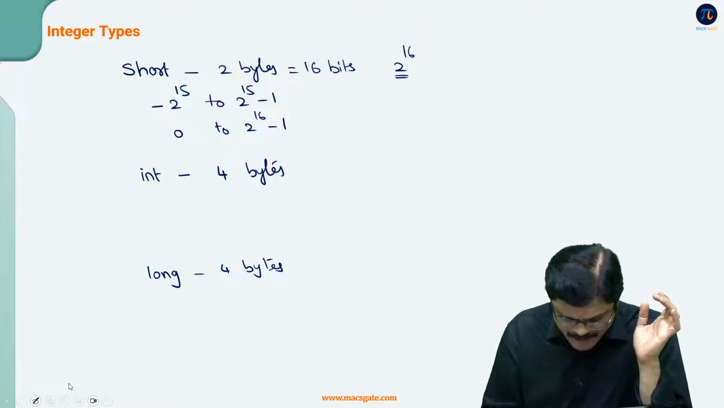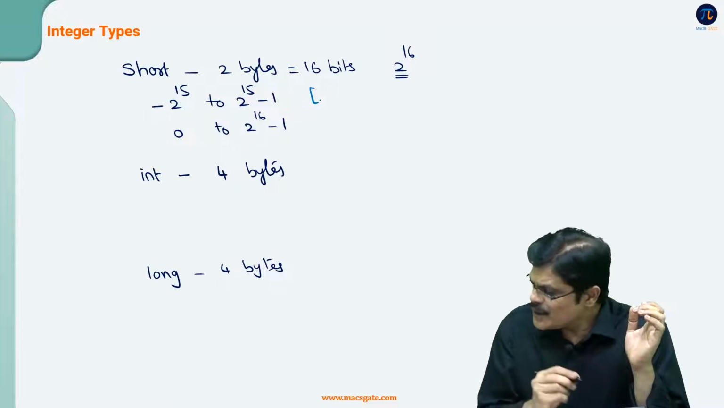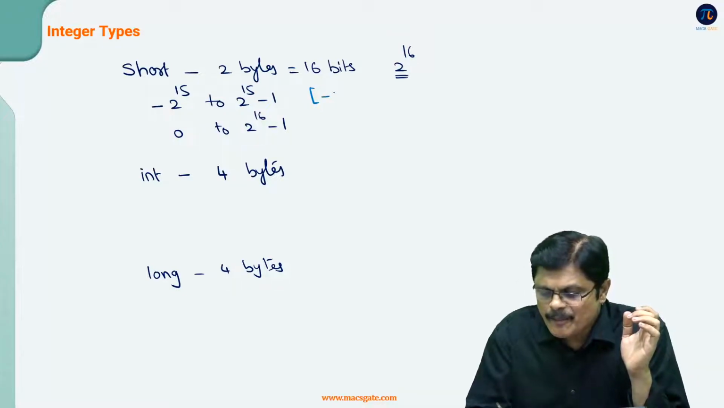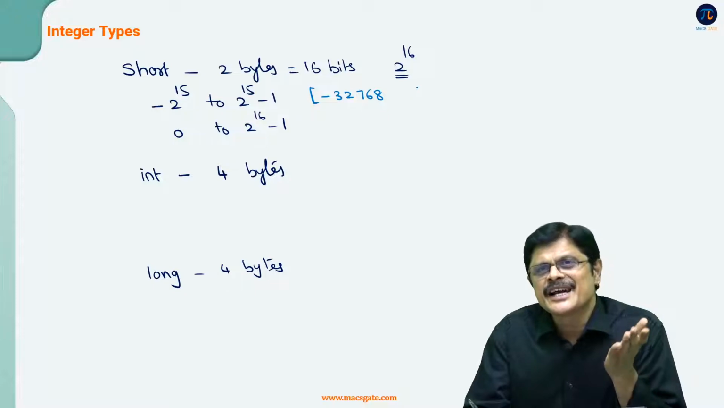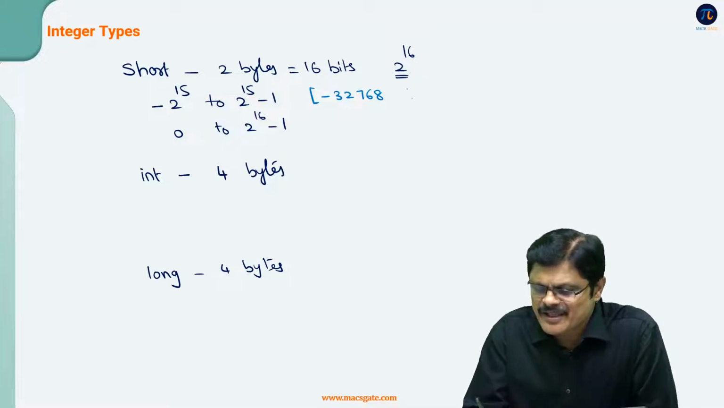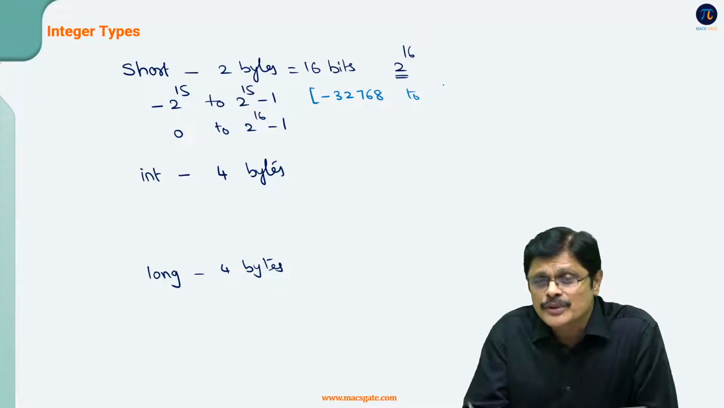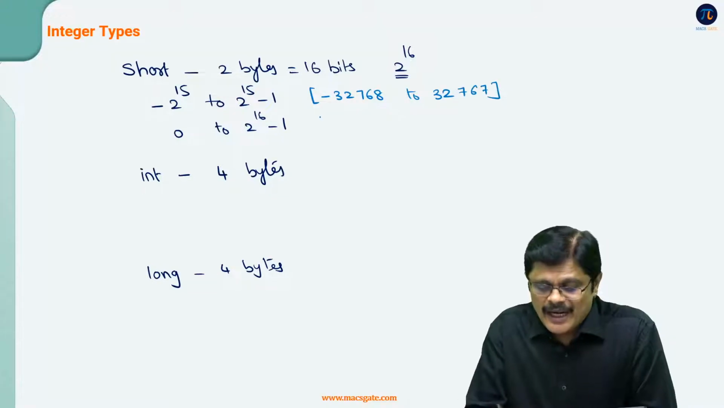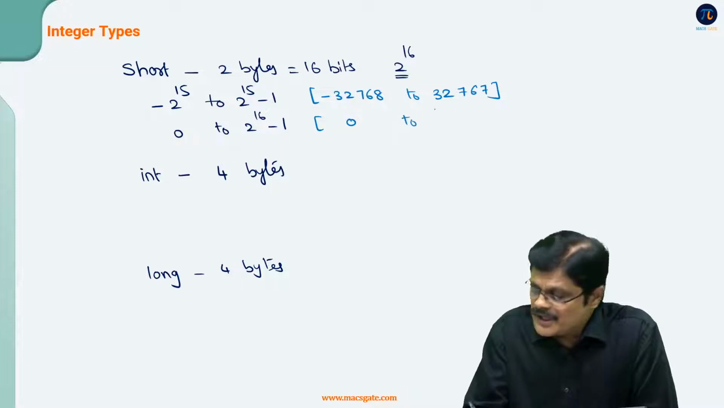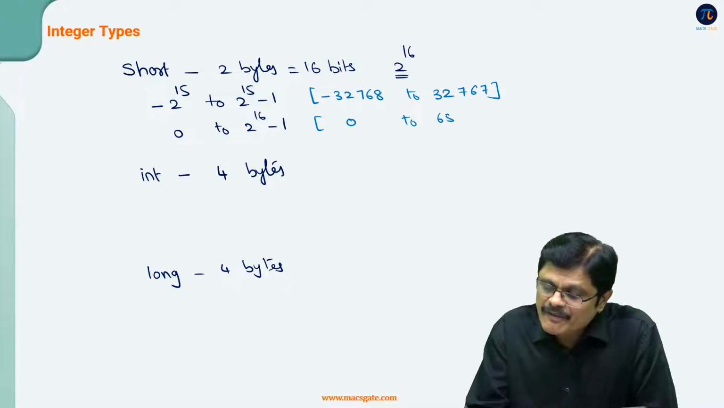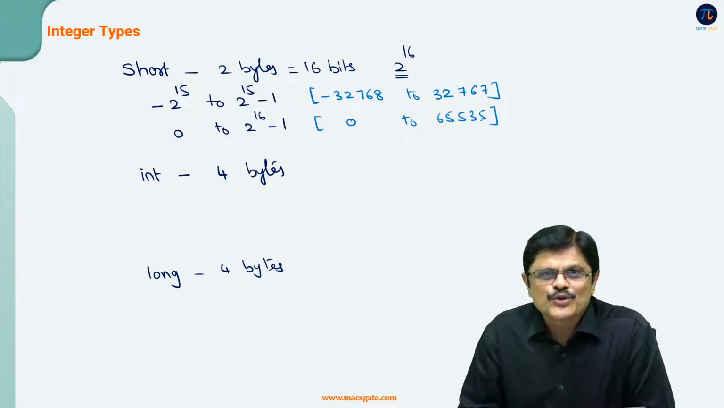If you want to see these numbers, 2 power 15 is 32,768, so minus 2 power 15 is minus 32,768, whereas 2 power 15 minus 1 is 32,768 minus 1, that is 32,767. So, the range is from minus 32,768 to 32,767. And if you take non-negative, then it varies from 0 to 65,535. You can use a calculator to get those values.